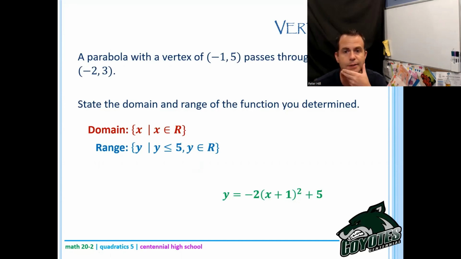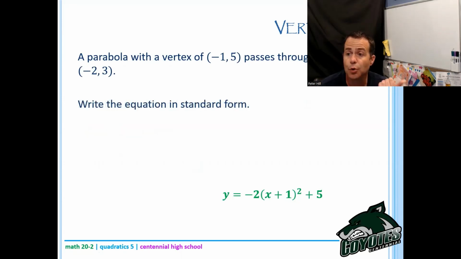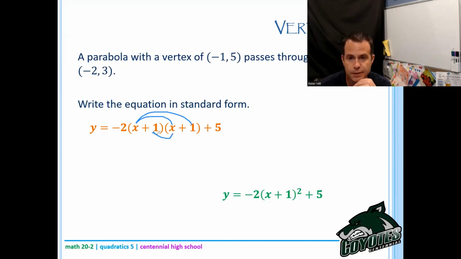Awesome. And then the last question here is to write it in standard form. So we did one of these already. We'll do one more. We need to remember that this x plus 1 all squared means x plus 1 times x plus 1. And then we've got to go first, outside, inside, last. So x times x is x squared. x times 1 is 1x. 1 times x is 1x. And 1 times 1 is 1. So that's going to leave me with x squared plus 2x plus 1.